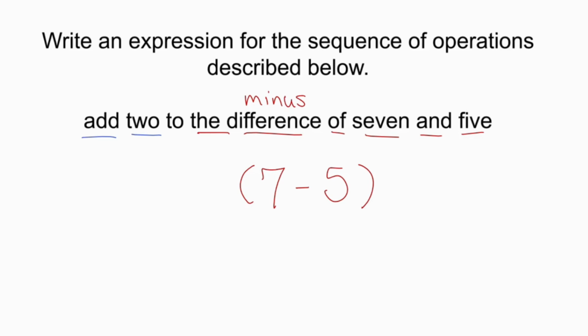Now, we're going to add 2 to that. So let's take that parentheses and add 2 to it. So at the end of the day, let me just rewrite it to center things out. We have parentheses 7 minus 5, close parentheses, plus 2. And that's our answer.